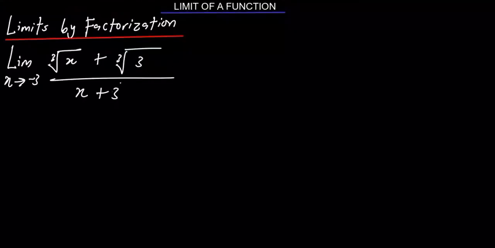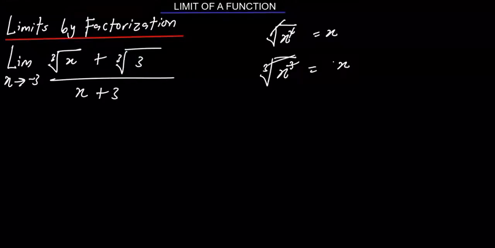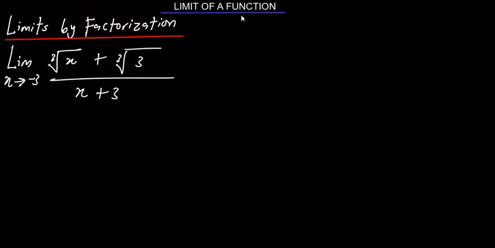So, what will I do here? How many of us still remember this identity that, for example, if I have square root of x square, this takes care of this, then this gives me x. Similarly, if I'm having cube root of x cube, the same thing as well. This takes care of this, and I'll still have x. Now, you observe that in this numerator, I'm having cube roots, but here there's no cube root. So how can I make this one have cube roots without changing the nature of the question?